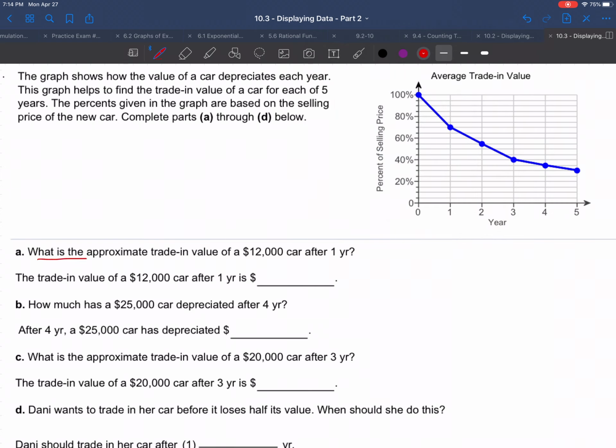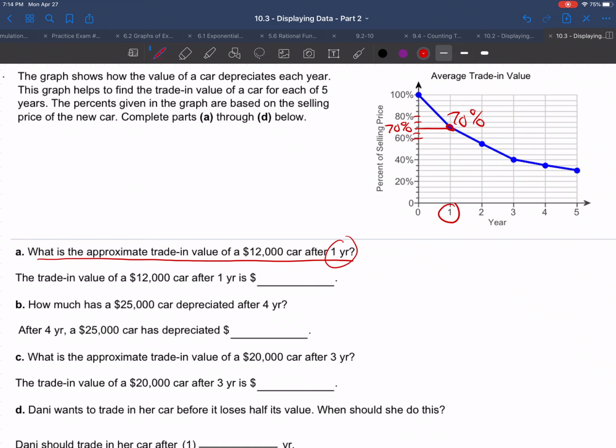First question, what is the approximate trade-in value of a $12,000 car after 1 year? After 1 year, it's right here. It's going to be 70%? So each of those lines must be 5%, right? Because this is 60, 65, 70, 75, 80. So each must be 5. So that's 70%. After 1 year, it's 70% of its value.